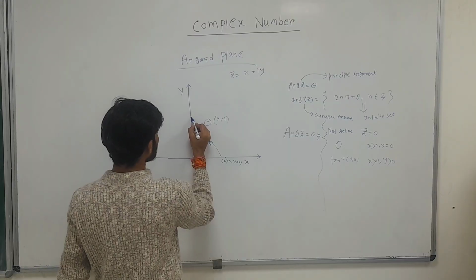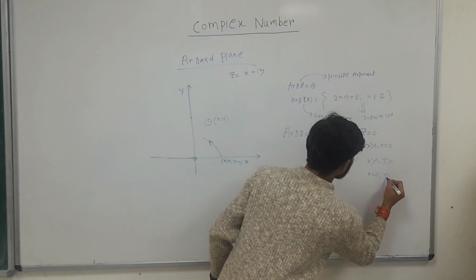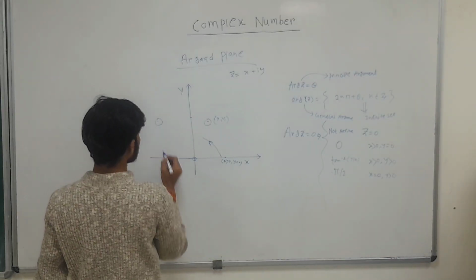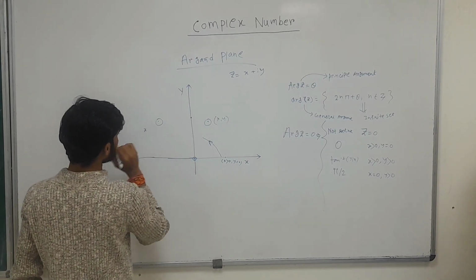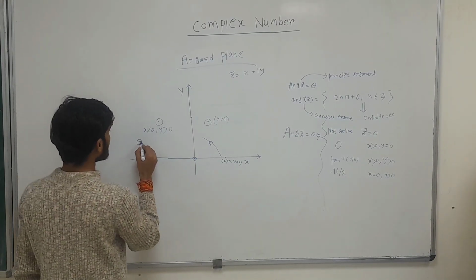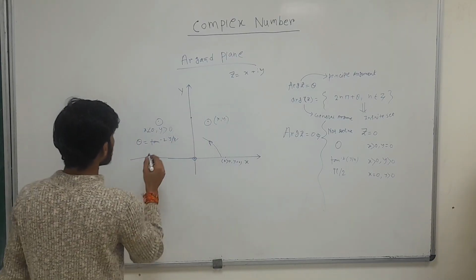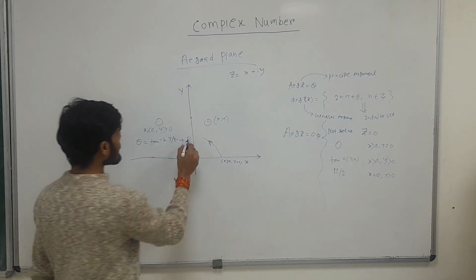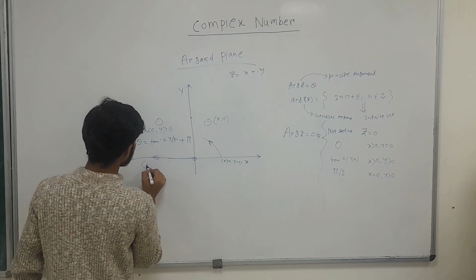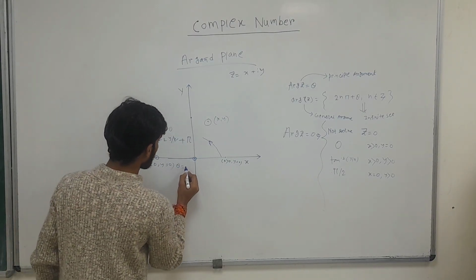And if your theta is in this position, that means x is equal to 0 and y greater than 0, so you will get pi by 2. And if your theta is in this position, where x is less than 0 and y greater than 0, then theta, or argument of z, will be tan inverse y by x plus pi. Okay, and if your theta is at this point, where x is less than 0 and y equal to 0, then your theta will be pi.